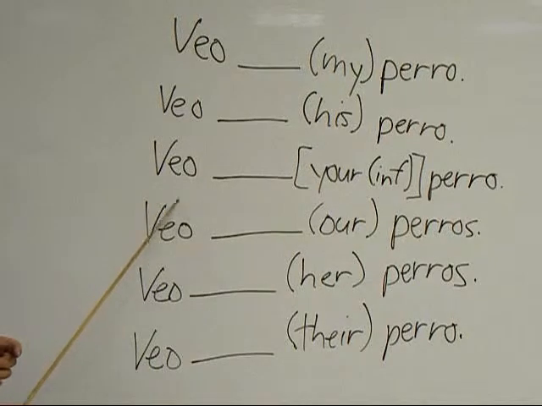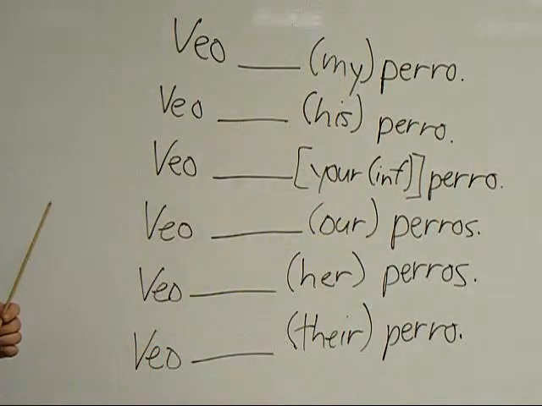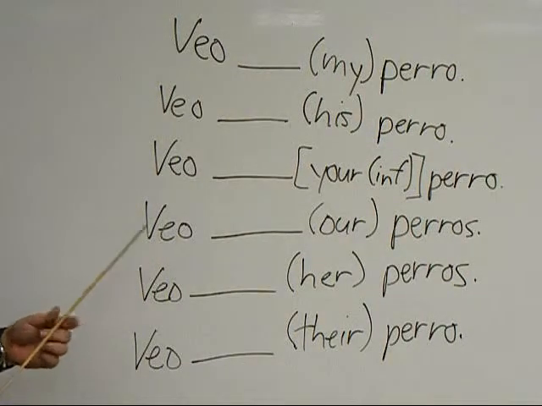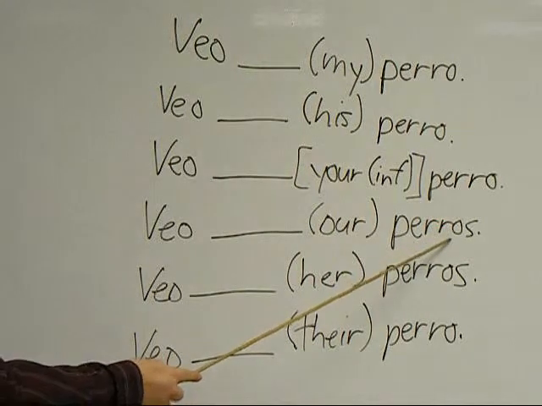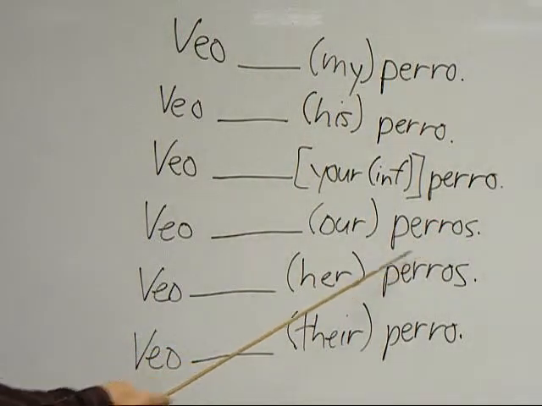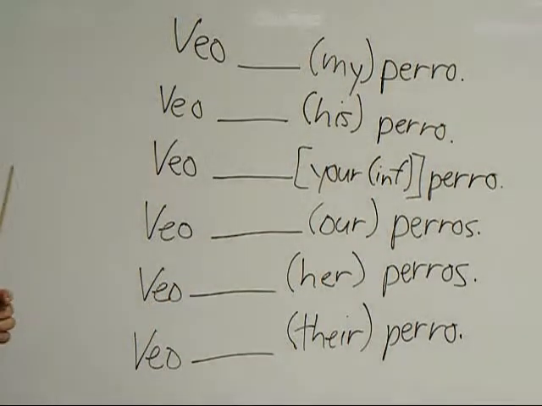Okay, the next one. I see your dog, and it says your informal, INF. Okay, so the informal you is tú, and the possessive that goes with it is tu, but without the accent. And in this case, it's singular because it's still talking about one dog, so it'd be tu. Okay. The next one, I see our dogs. Okay. I'm talking about dogs. This time it's masculine plural. So I have a masculine plural word here that could be our, would be nuestros, N-U-E-S-T-R-O-S.